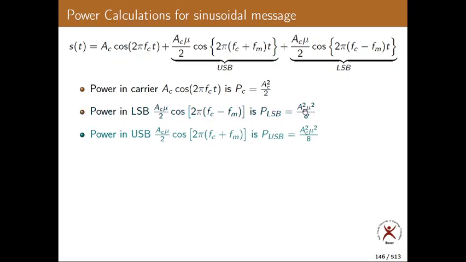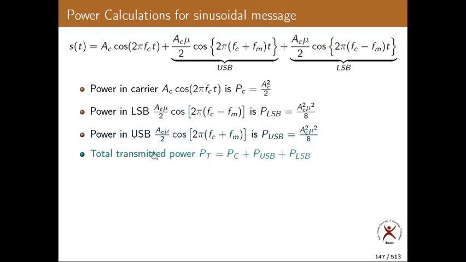Next, what is the power in the USB? What is the term that is USB? This term. So what is the power? The power is the same, that is AC square mu square by 8, because both these two terms have the same amplitude, that is AC mu by 2.